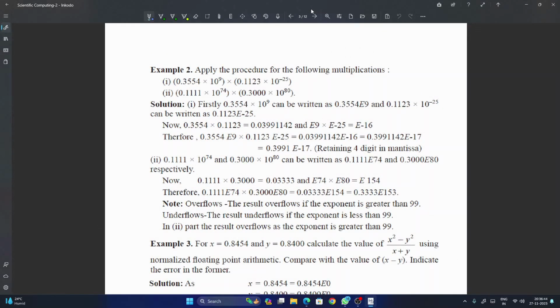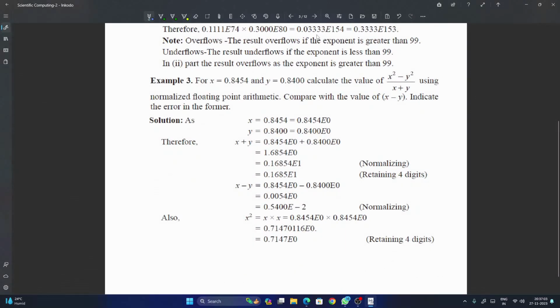There is also one more question you can see. Apply the procedure to the following multiplications. There are two 4-digit numbers and some multiplications. Just see it as your homework. I think you understood the process.